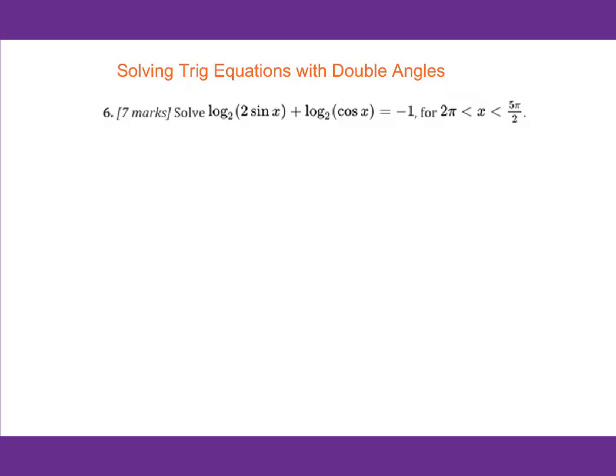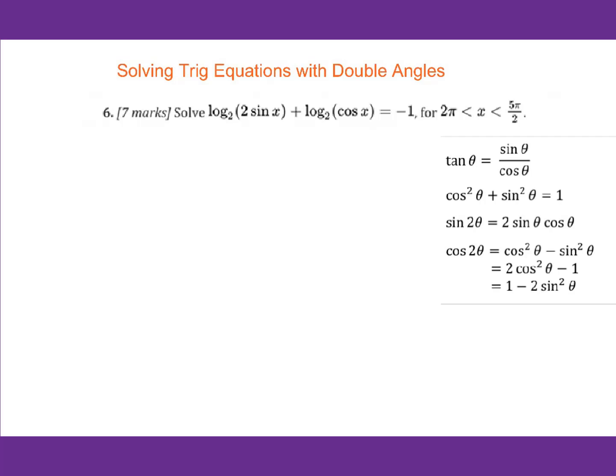Today's lesson is about solving trig equations with double angles. Number 6, solving log base 2 of 2 sin x plus log base 2 of cosine x equals -1, for x between 2 pi and 5 pi over 2.